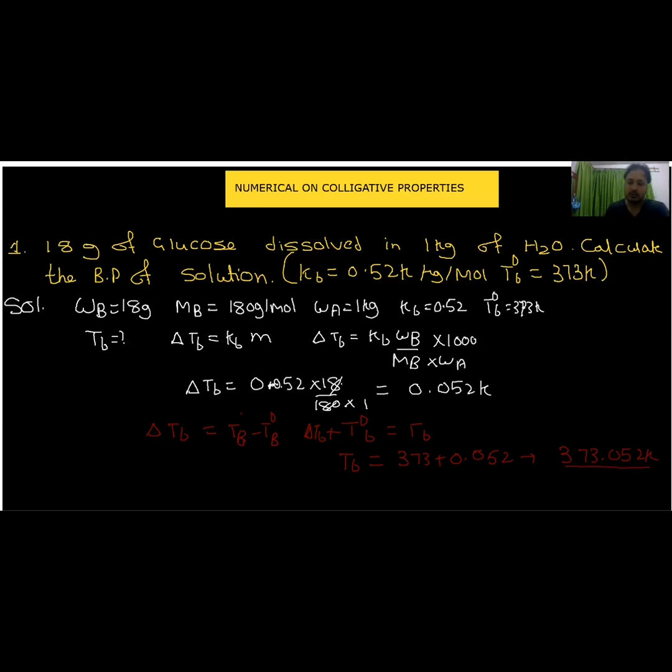That is how we have calculated the elevated boiling point when 18 gram of glucose is dissolved. All the things were given to you and you have solved it like this. Let's see another question.